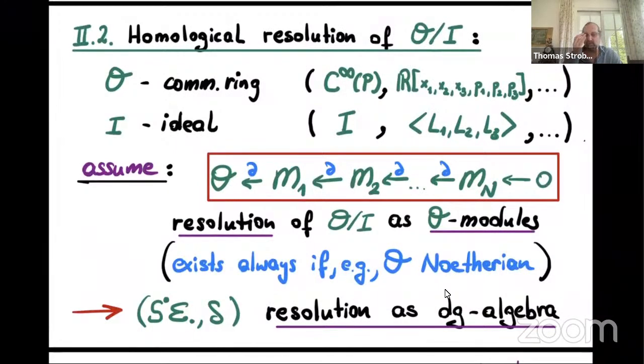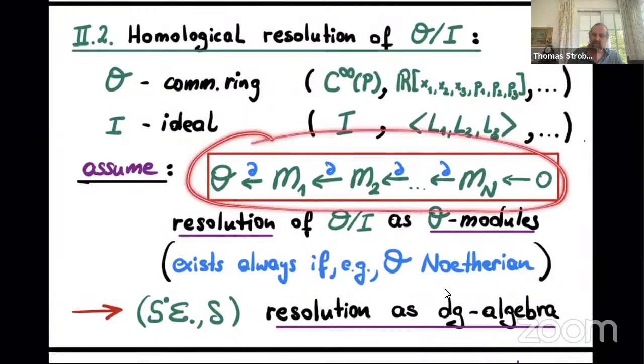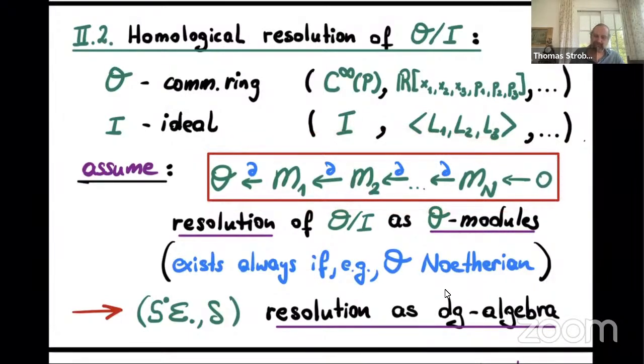And the setting is as follows. This probably can be used not just in the application we have here in mind, but more generally. Suppose you have a commutative ring, for example, functions on a Poisson manifold or any manifold or polynomials or anything else, and take an ideal inside it, like here, this angular momenta ideal. And now assume that you have such a module resolution. So the image of this map is the ideal I. And if you add O over I and zero here, this becomes exact.